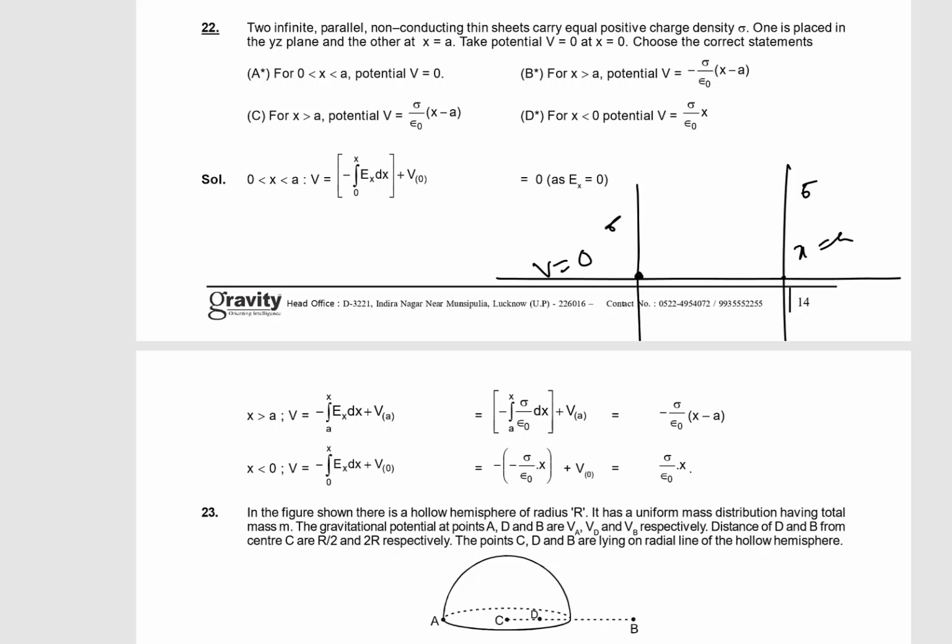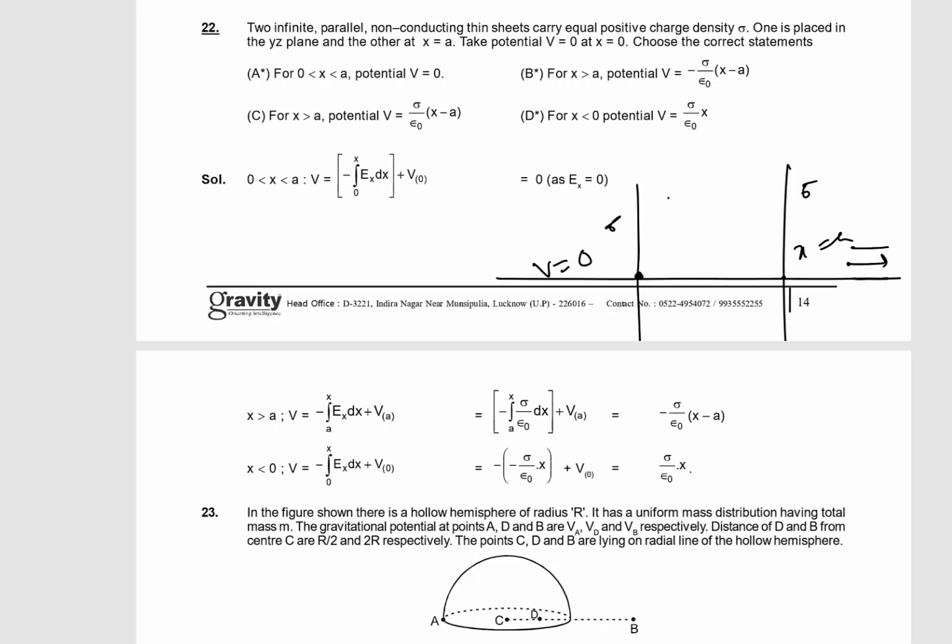What is the potential between 0 and a? There is no electric field in this region, because the field due to the first sheet is toward the right side and due to the second sheet is toward the left side. The net field between the sheets is 0, so there is no change in potential. So from x equal to 0 to x equal to a, in this whole region the potential is 0 only.